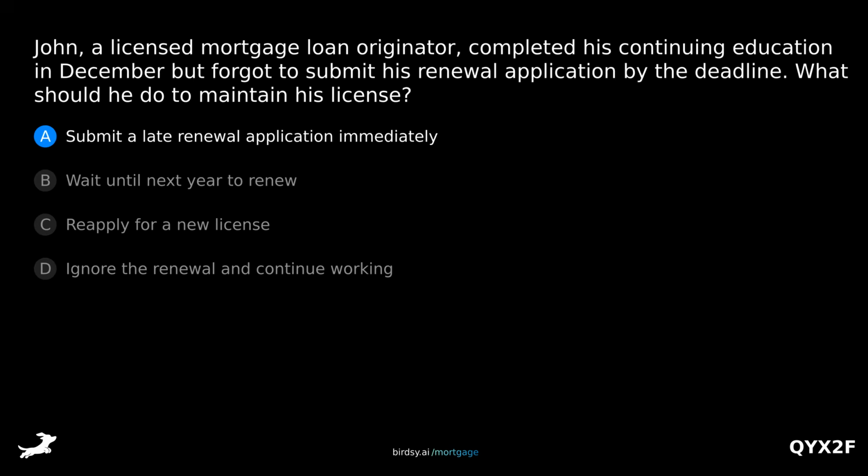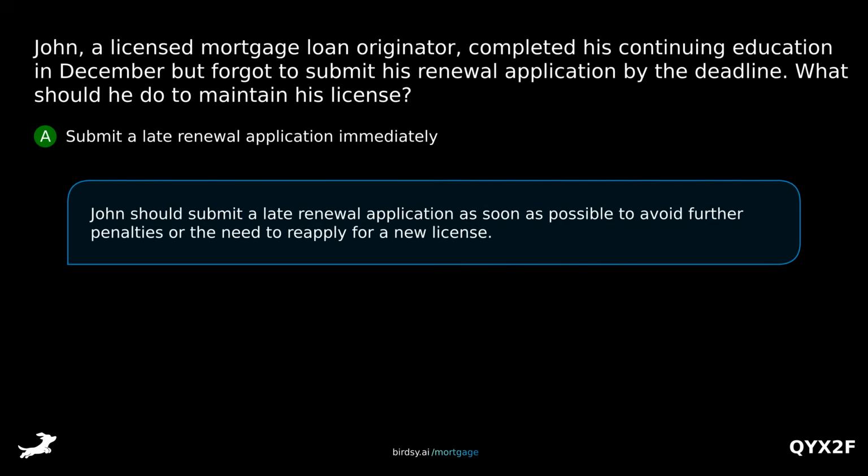Is it A, submit a late renewal application immediately? B, wait until next year to renew? C, reapply for a new license? Or D, ignore the renewal and continue working? The answer is A, submit a late renewal application immediately. John should submit a late renewal application as soon as possible to avoid further penalties or the need to reapply for a new license.